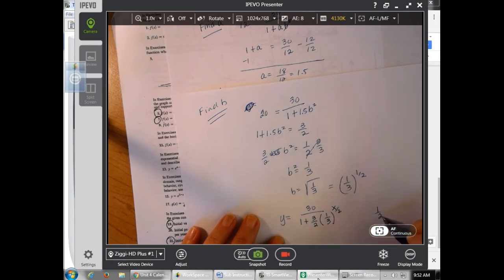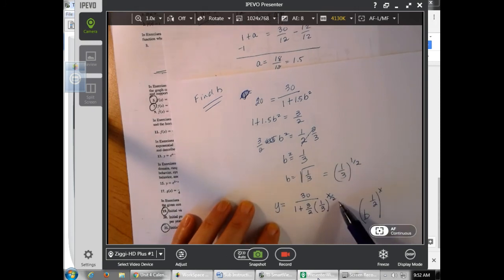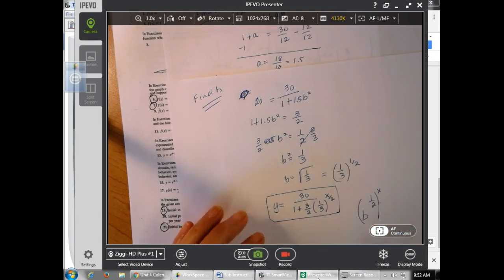Because if it's b to the 1/2 and then to the x, you see how that simplified down to x over 2. So that's how that would look. So this is actually your final answer for that. Okay, that last little bit is a little bit tricky, but I feel confident y'all can do that.